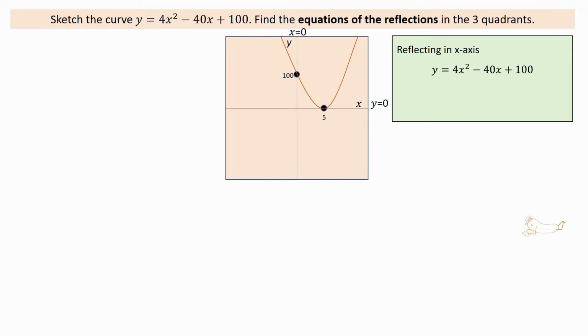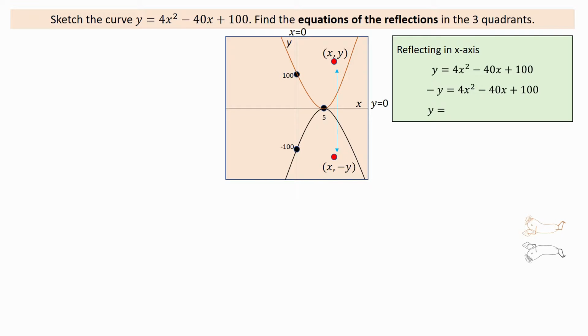Now we're going to find the equations of the reflections, and we start by reflecting in the x-axis. Each point is the same distance below the axis as it was above. Notice that any point (x, y), when reflected, becomes (x, negative y). Since the y-coordinate becomes a negative, substitute negative y for y in the equation.